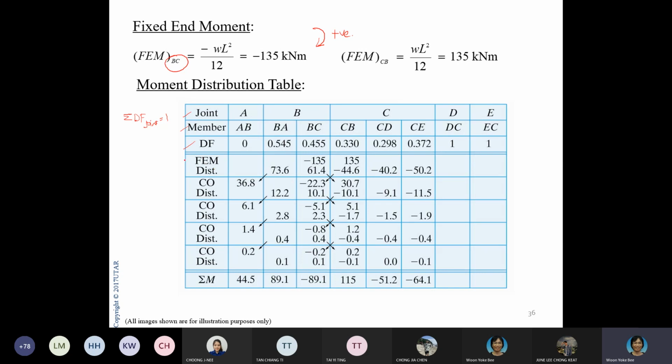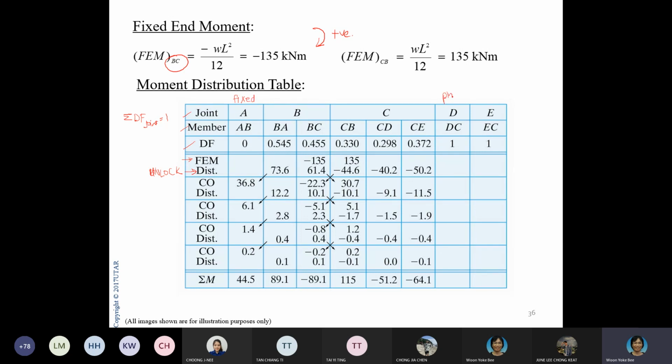So FEM, you will find that you have FEM on BC and CB. That's the only member that had loadings. Okay. Now, once you have this, you're going to unlock the joints. Here, you're going to release or unlock your joints. Okay, this is the unlocking part. A is fixed, you don't unlock.